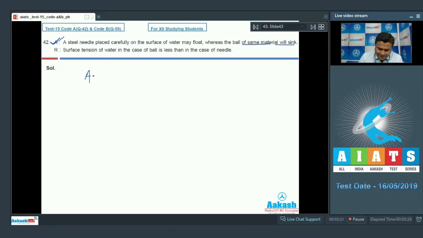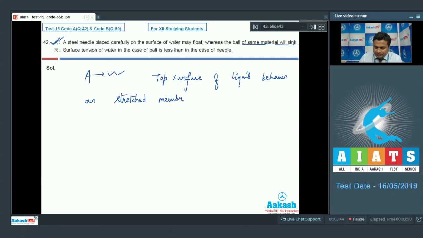So assertion is true because the topmost surface of liquid behaves as a stretched membrane and can easily support the needle to float.